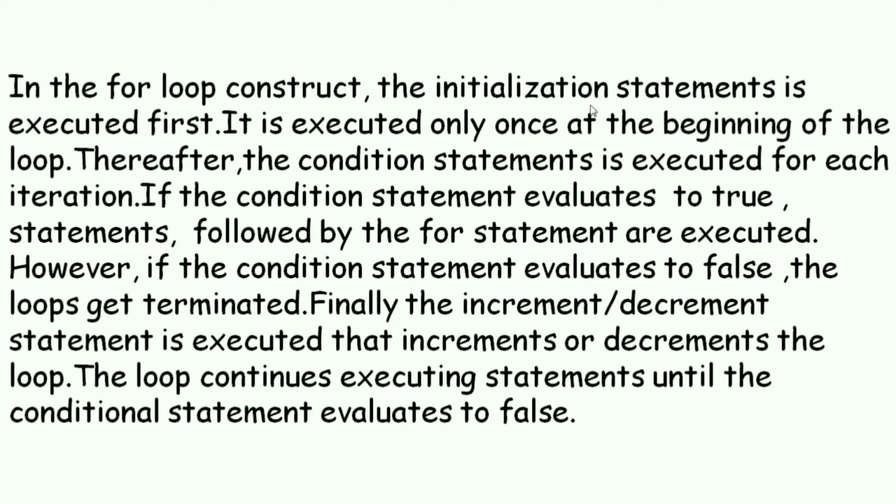In the for loop construct, the initialization statement is executed first. It is executed only once at the beginning of the loop. Thereafter, the condition statement is executed for each iteration. If the condition statement evaluates to true, statements followed by the for statement are executed. However, if the condition statement evaluates to false, the loop gets terminated. Finally, the increment or decrement statement is executed that increments or decrements the loop.